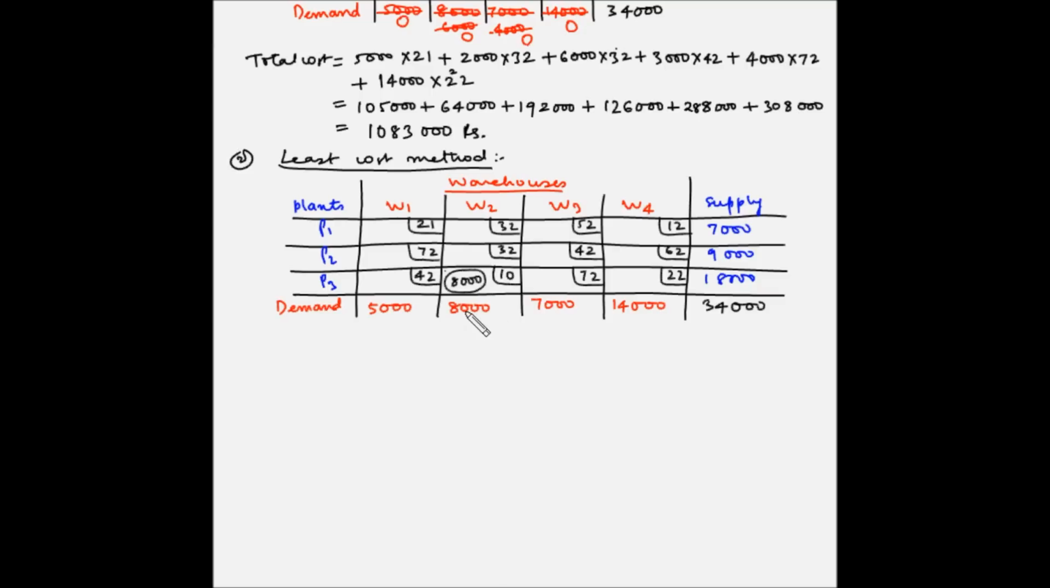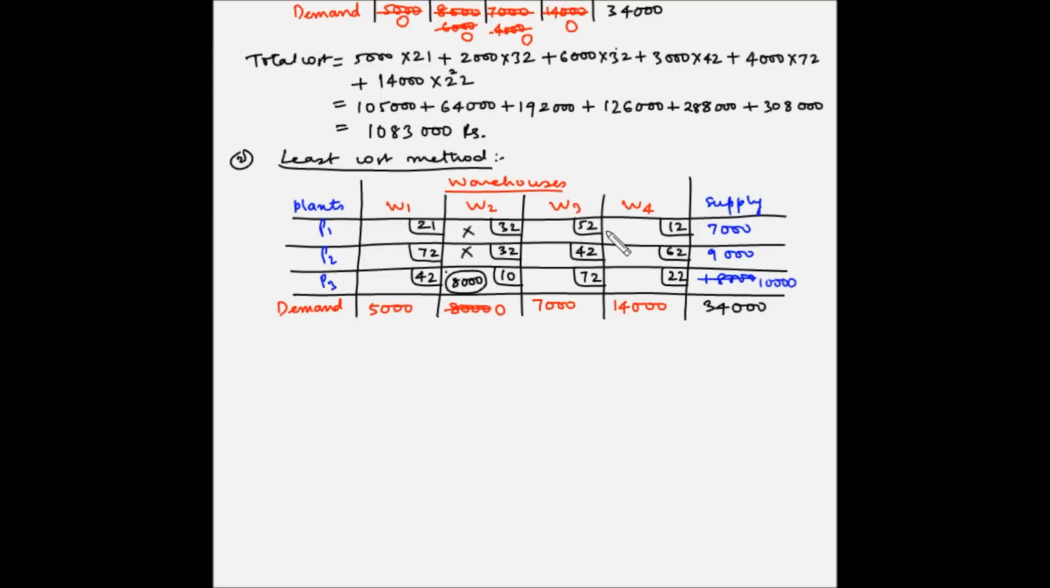So with this allocation now, the remaining demand at W2 is 0 units, while the remaining supply availability at P3 is 18,000 minus 8,000 units, which is 10,000 units. Now since W2 has been completely allocated, that is the entire demand has been met, we'll cross off the remaining squares for W2, indicating that they are no longer available for allocation.